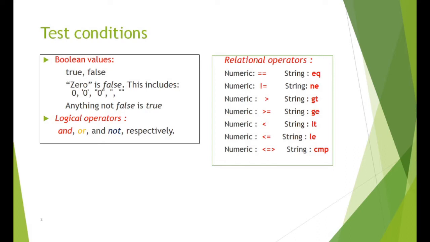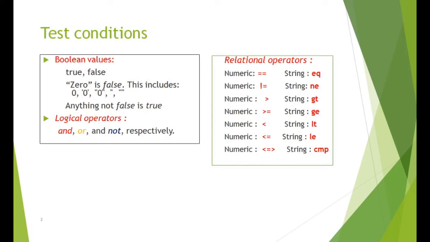True and false are the two Boolean values. 0 acts as a false value. 0 within single quote or double quote, and a null string using a single quote or a double quote, everything is treated as false. So anything not false will be treated as true here. Logical operators: and, or, and not.